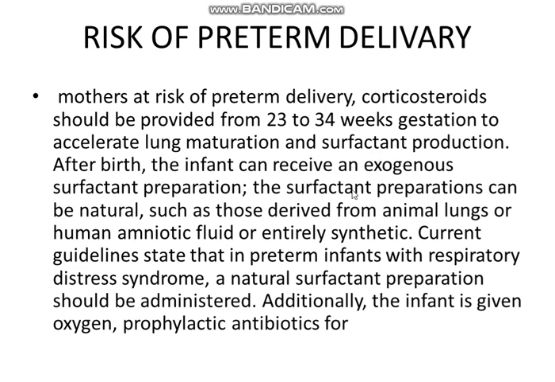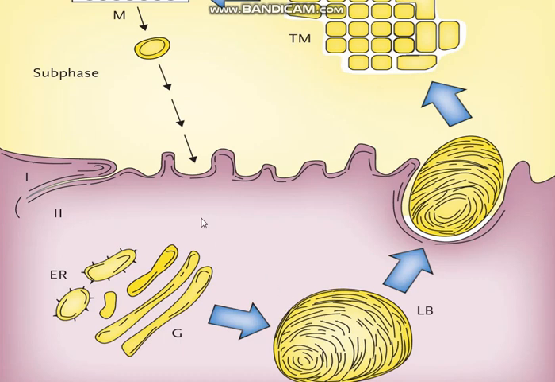At birth, the infant can receive an exogenous surfactant preparation. Surfactant preparations can be natural, such as those derived from animal lungs or human amniotic fluid, or entirely synthetic. Currently, guidelines state that preterm infants with respiratory distress syndrome should be administered a natural surfactant preparation. The surfactant.